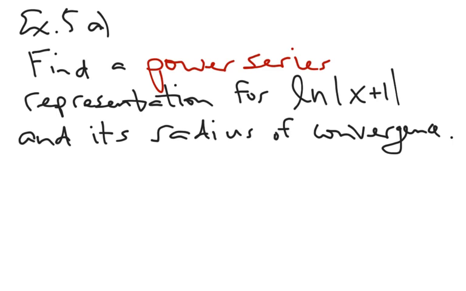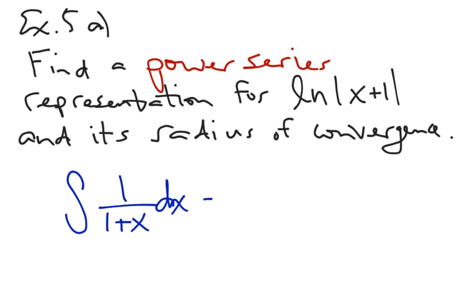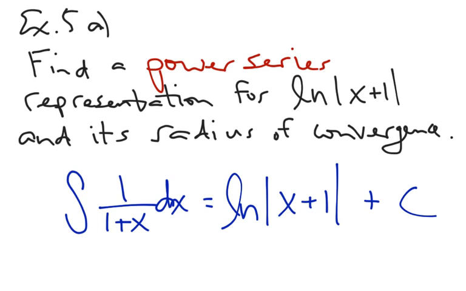So hopefully we had some success. Let's see how we can make a connection here. Notice that if we were to take the antiderivative of one of our known functions, 1 over 1 plus x dx, we would get the natural log of the absolute value of x plus 1, or 1 plus x, that order doesn't matter, of course, plus a constant. And so here's our connection.